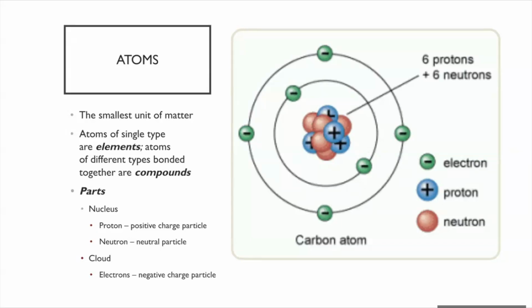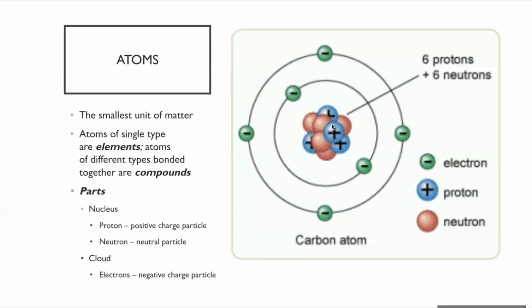So over here on the right-hand side, we have a picture. This is a carbon atom, right? In the nucleus here in the center of the rings, we have six protons and 6 neutrons. That is how we know that this is carbon, because there are 6 protons. The protons indicate which element it is.